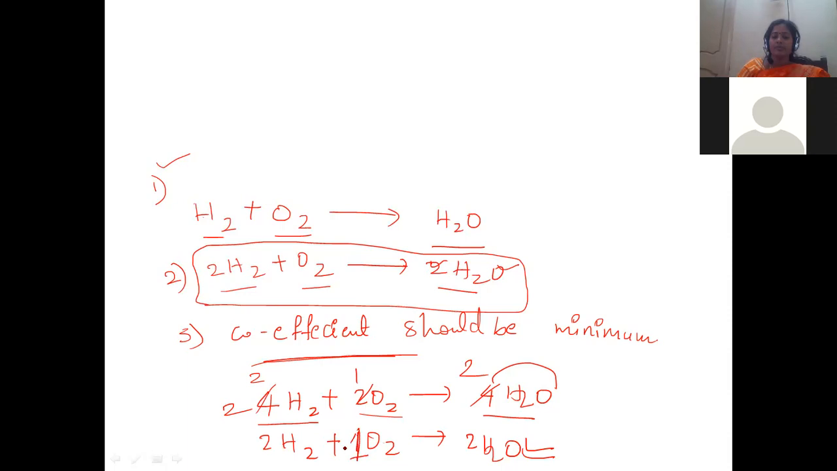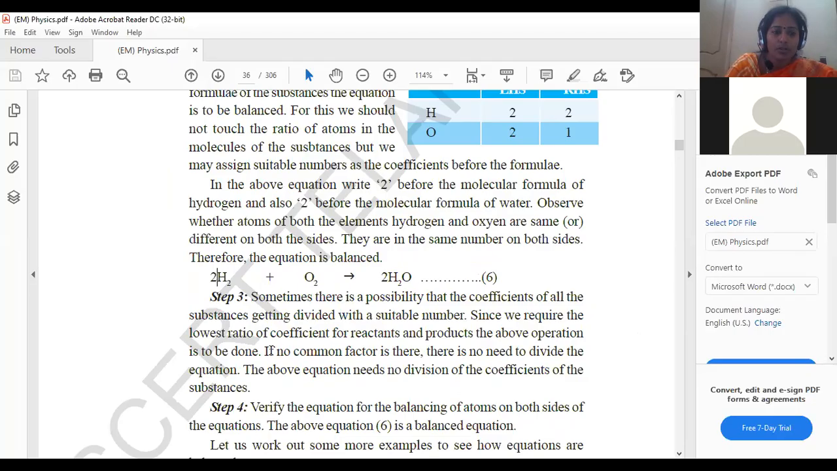This is 1, not 10, 1 only, right? So this is the right representation, but not 4H2, 2O2, 4H2O. So these are the maximum coefficients. This is not required. Only minimum coefficients should be preferred if we are writing a balanced chemical equation. This is the third ground rule. Now let us move on to the fourth.